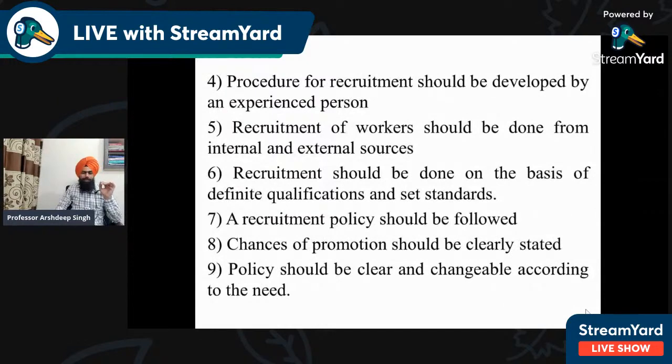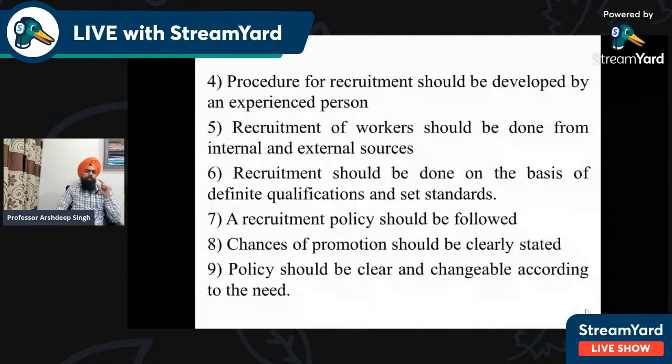Next, recruitment should be on the basis of the definite qualification and set standards. Okay, so there should be certain suitable criteria. For example, if we are recruiting persons for the staff nurse job, then what should be the minimum qualification of the person? Either the GNM diploma holders can apply, or they cannot apply. Only the BScs can apply. Only the MScs can apply. So, what is the minimum suitable criteria? And what are the basic standards they should have to make themselves eligible for that specific job? Okay. And next, a recruitment policy should be followed.